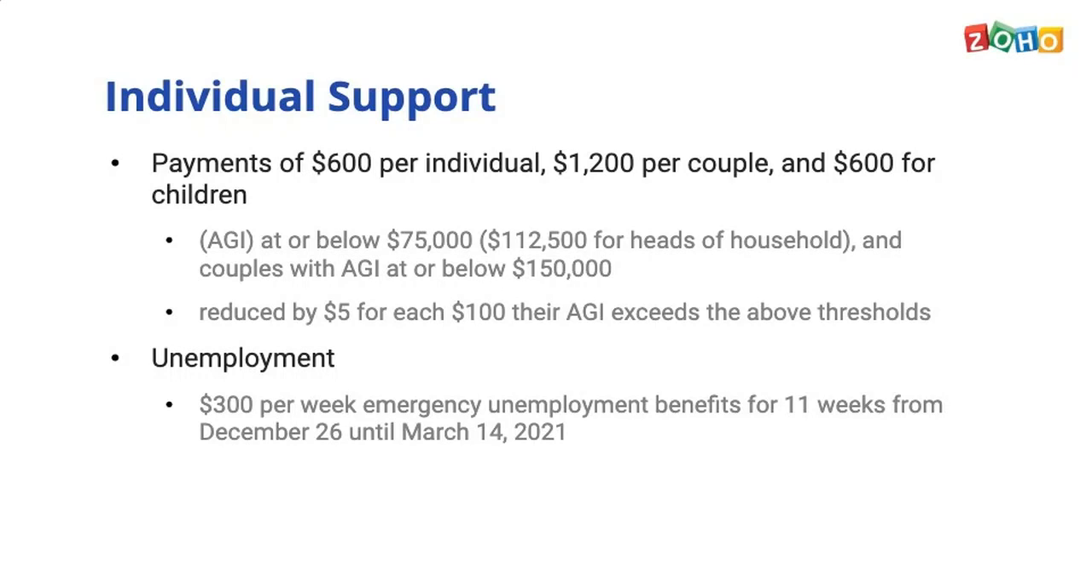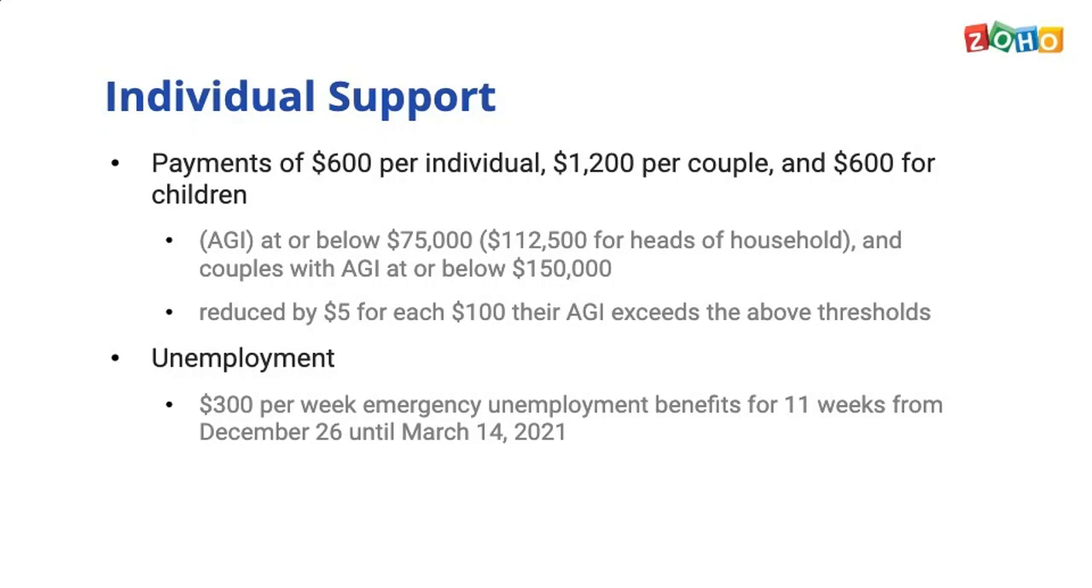But yeah, if you are over the thresholds, for every $100, it reduces by $5. And I don't have the caps, but I believe it caps out at like $87,000 for individuals and $175,000 for couples. So just keep that in mind as well.